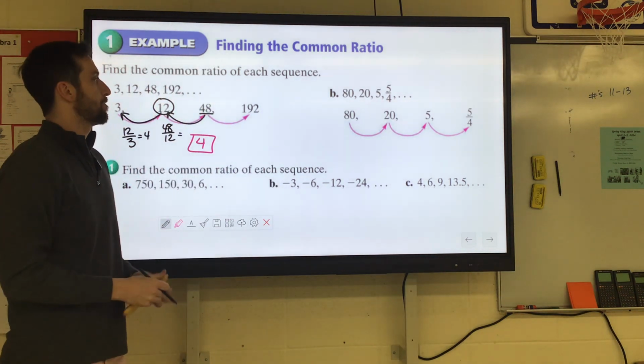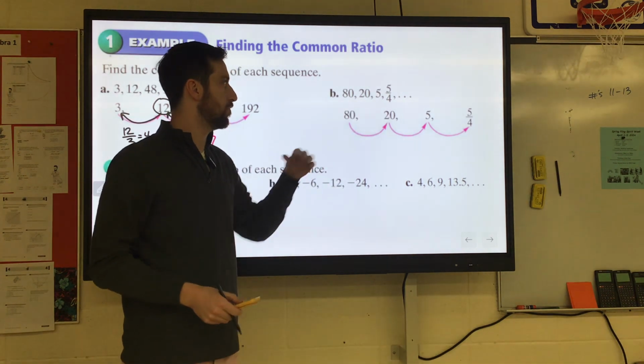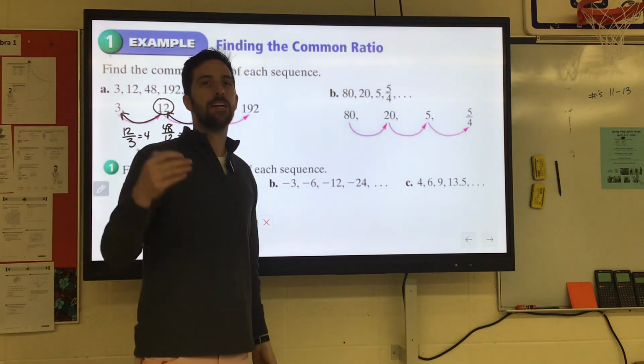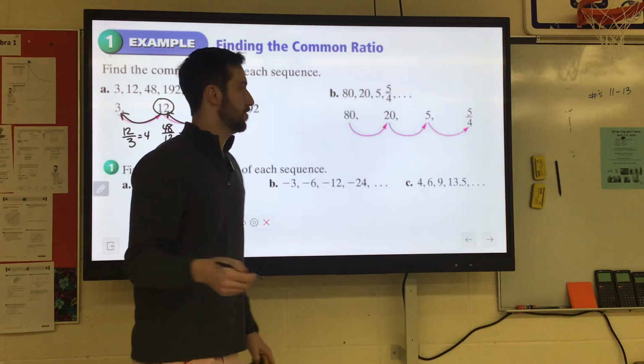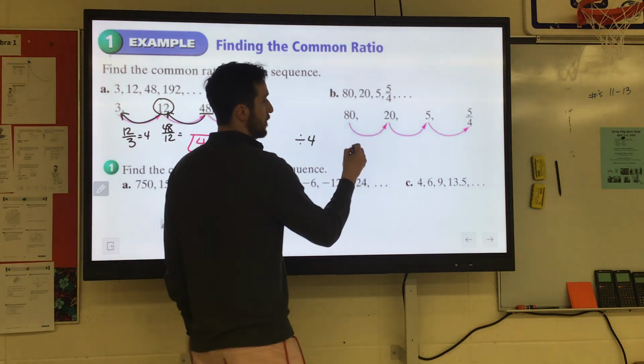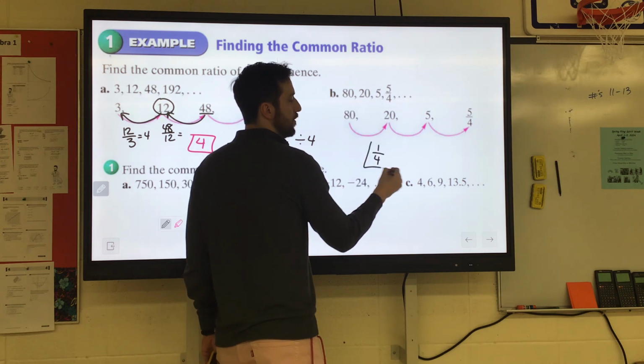Great. Now you might look at this set, 80 to 20 to 5 to 5/4, and you'd be like, great, we're dividing by 4. Cool. But we have to write it as multiplication. So dividing by 4 can be written as times 1/4. So our common ratio on this one would be 1/4.